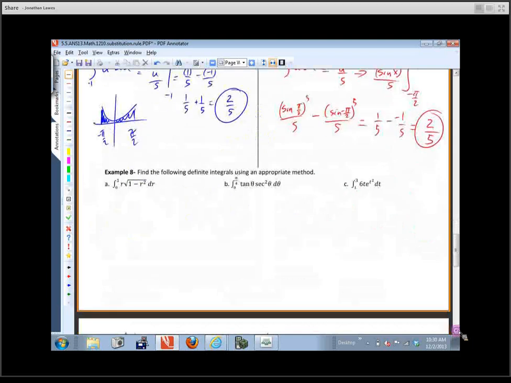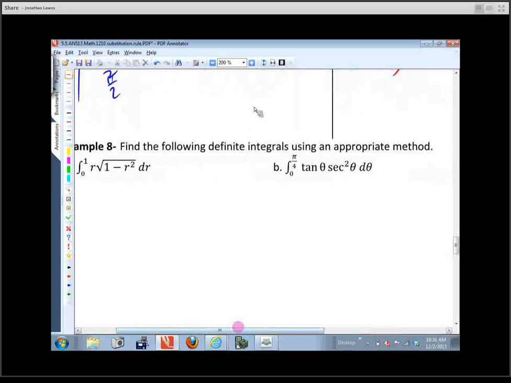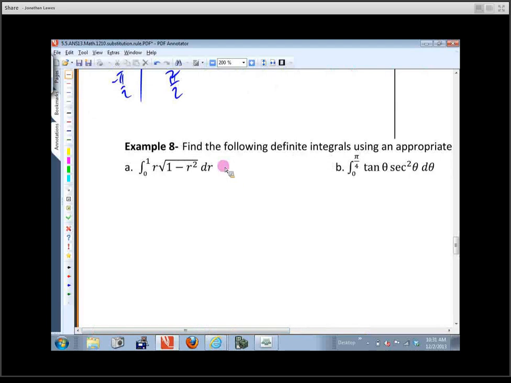All right. So let's run through and do a couple more practice problems then using this technique. So again, you'll notice that each one of these is a definite integral. We're going to use the substitution technique, and I'm biased. I like changing all the variables, so I'm going to say u is equal to 1 minus r squared.